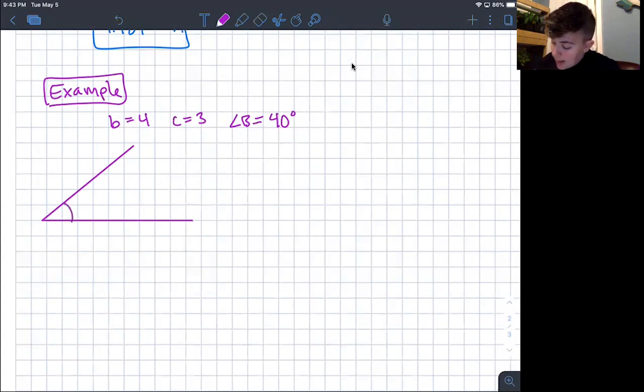Okay, so I'm going to make this my angle. That's going to be 40 degrees. So that is my angle B right there, which means side B is going to be opposite that. So b equals 4. And then I'm going to make this side c right here. So that is going to be 3 right there. Now, we want to find the height of this one.